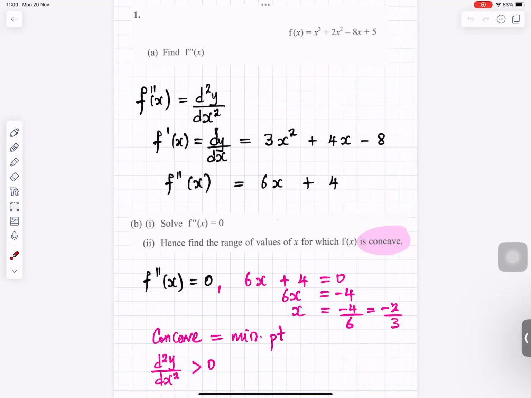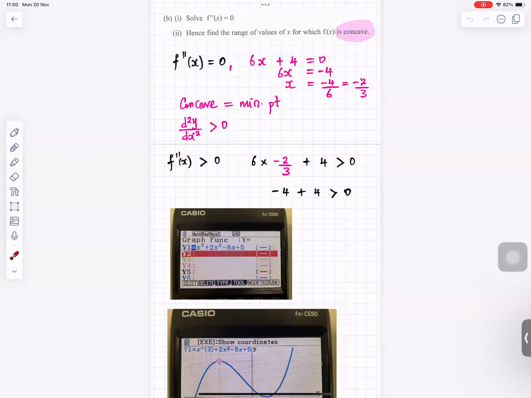Part B, solve the equation. So you make 6x plus 4 equal to 0. Plus 4 goes to the right, becomes minus 4, and you divide by 6. So you get minus 2 over 3. For a minimum point, d squared y over dx squared has to be greater than 0 for it to be called a minimum point.